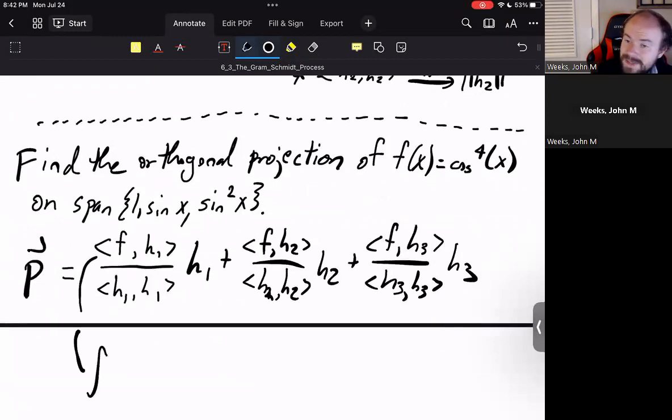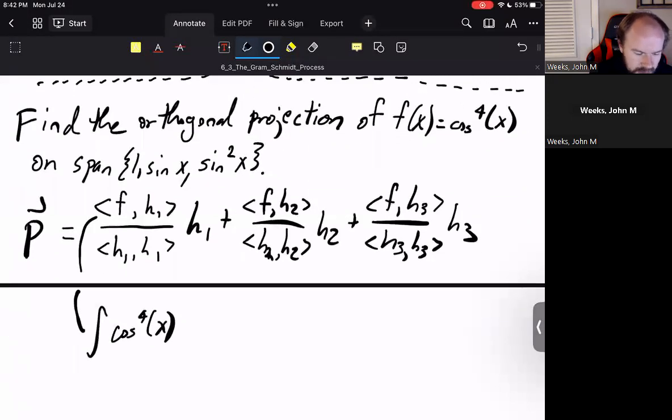You'd be integrating f times h1. That's cosine to the 4th of x times h1. Well, h1 is just going to be 1 right there, so you could just use that there. Now, I would also have to be dividing by the inner product of h1 with itself. That makes sense, and that's something I'm going to have to go through and do. But I could also have done something else.